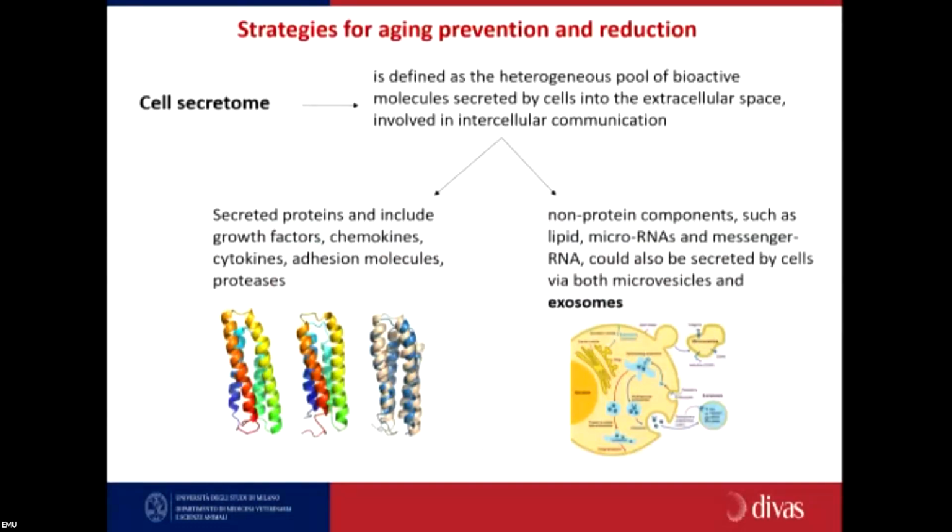Okay, so there are some strategies, and one of which is the use of cell secretome. So the cell secretome, what is it? It is a heterogeneous pool of bioactive molecules that are secreted by the cells into the extracellular space, which are important for intercellular communications. In a cell secretome, we can find secreted proteins that include, for example, growth factors, cytokines, chemokines, and non-protein components such as lipids, microRNAs, exosomes, microvesicles.